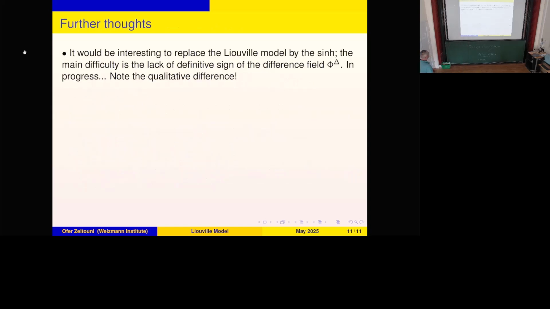Okay. Okay, so now some words about generalizations. I see you will not get a second talk.